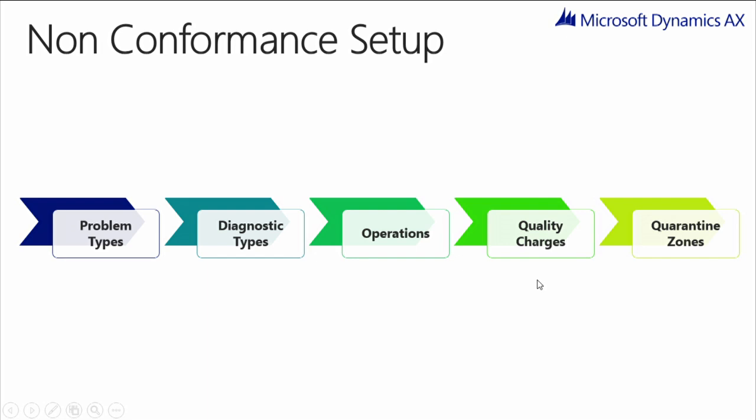Quality charges, which are used to track the costs for repairing or researching a specific problem. And quarantine zones, which are used to track the area in the warehouse where the problem items are being stored. You can watch the following demonstration to see how to set up these nonconformance components.